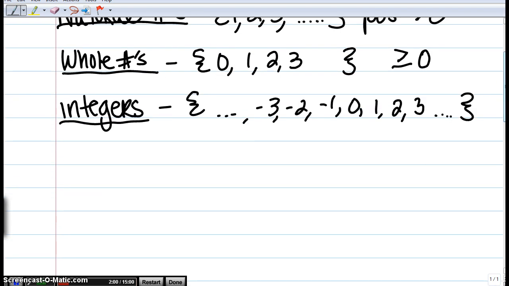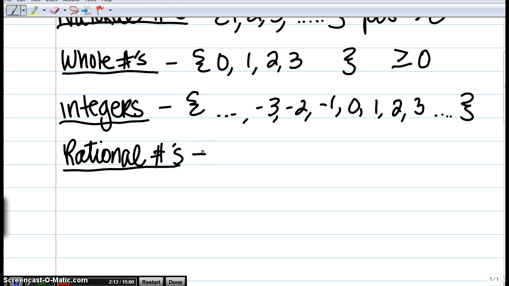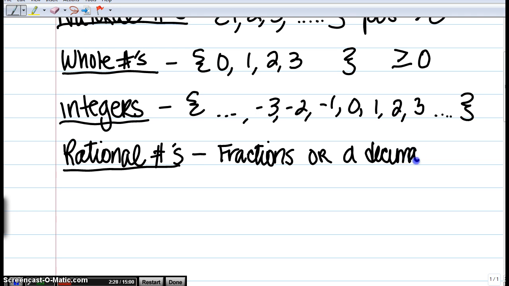And then you have rational numbers. Rational numbers are fractions or a decimal that can be written as a fraction.